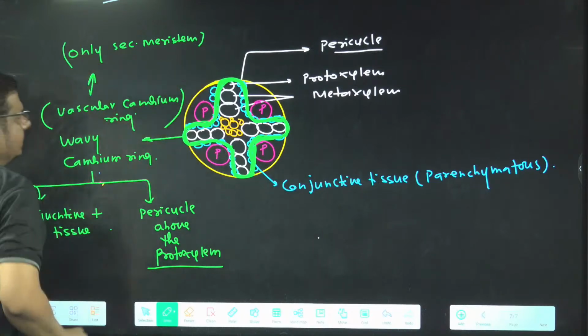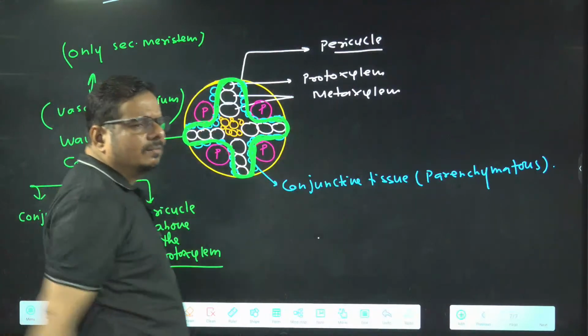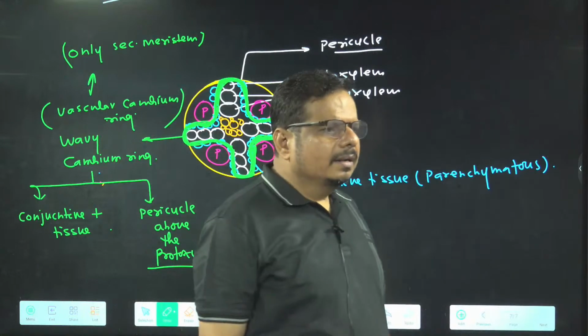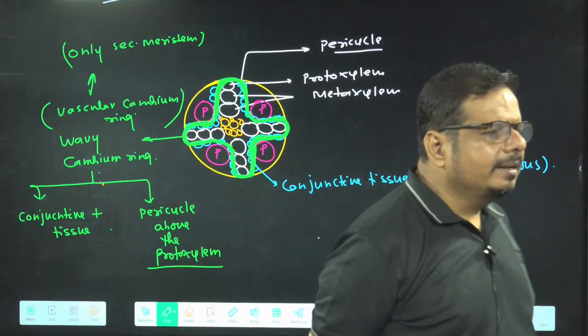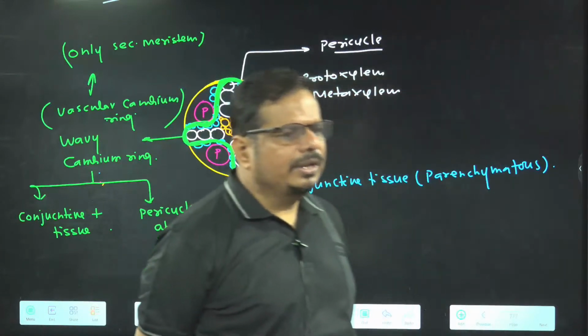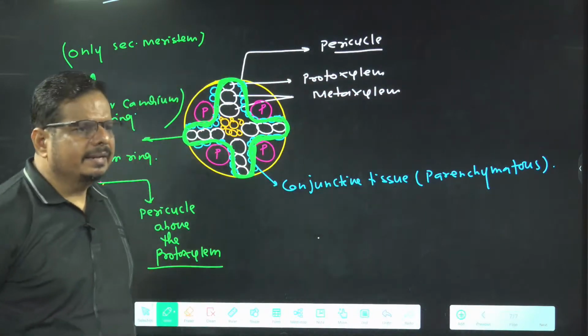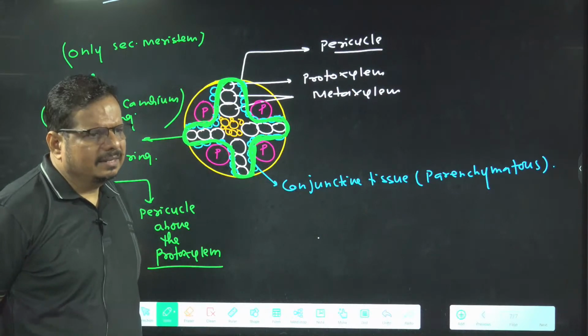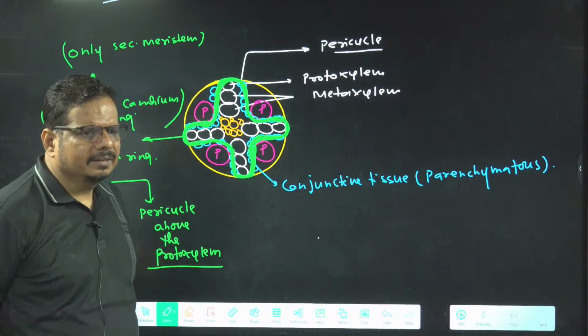Only secondary meristem, because pericycle converted into cambium. Conjunctive tissue converted into cambium. And how do they convert into cambium? By the process of de-differentiation. Are you getting the idea? Is it clear in the mind or not? Tell me, dear children.